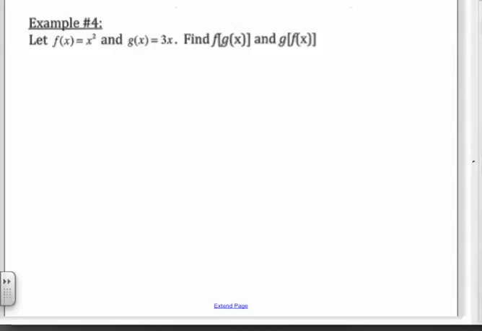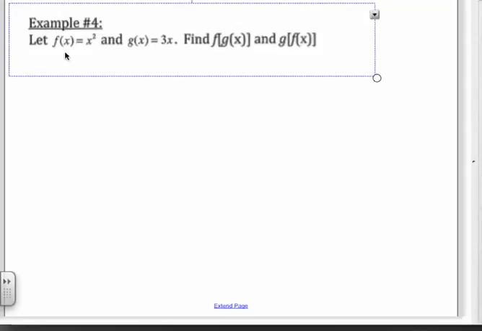Okay, guys, example number 4. This is probably the type of problem that makes it most clear why we give functions names. We were talking to Max a minute ago, and we said we don't want this to say let y equal x squared and y equal 3x. These are different functions, so we don't want y to equal these two different things. We want to give them different names so we know what we're talking about.